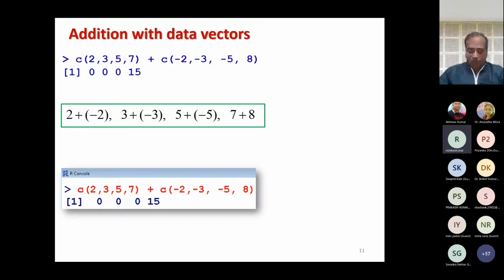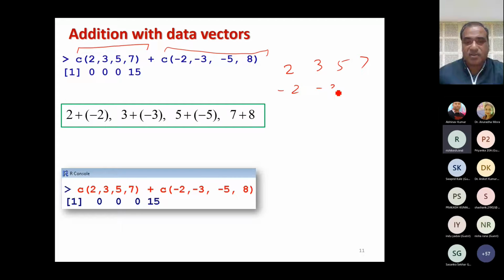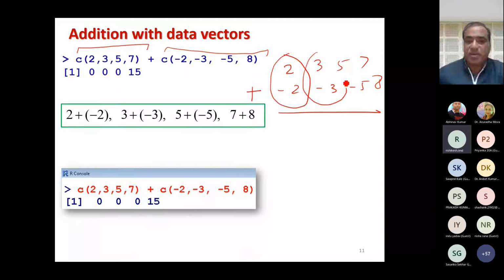Now I come to another aspect: when we take two data vectors. Now we have to see what is really happening, and that is the most important, most interesting part. If I take two data vectors like 2, 3, 5, 7 and -2, -3, -5 and 8, you can see what is happening. If you write down 2, 3, 5, 7 and -2, -3, -5 and 8, and then add both, these numbers are going to be added together. So what is happening?